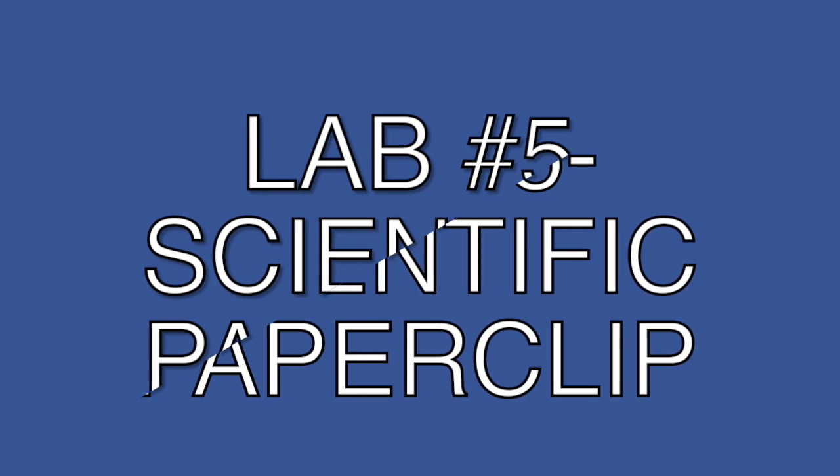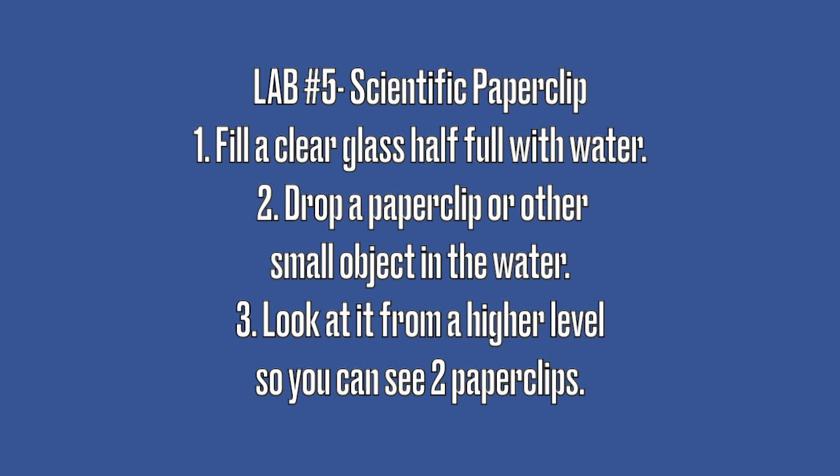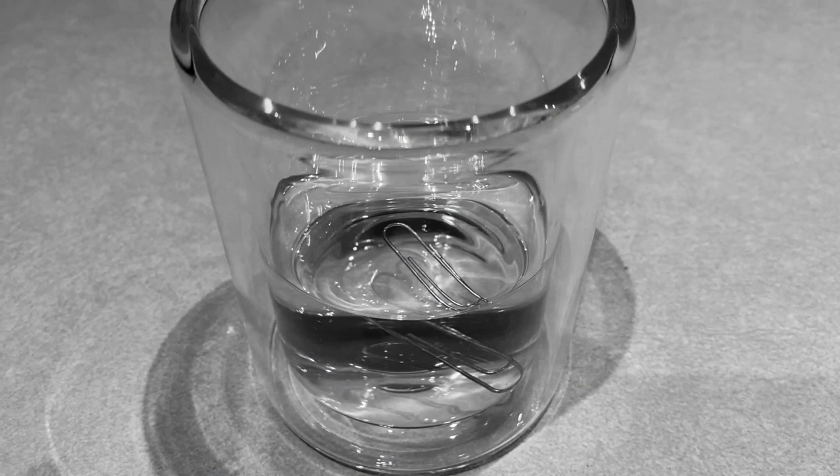All right, it's time to talk about lab number 5, the Scientific Paperclip. In this lab, you were to fill a glass half full with water, drop a paperclip or other small object in the water, and look at it from a higher level so you can see 2 paperclips. Why do we see 2 paperclips? Well, it's because of reflection. The water reflects the light from the paperclip, so you can see 2 paperclips.